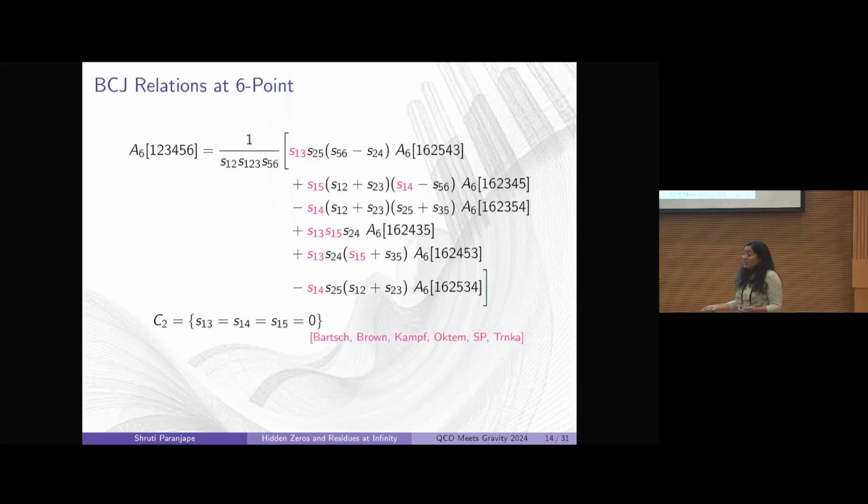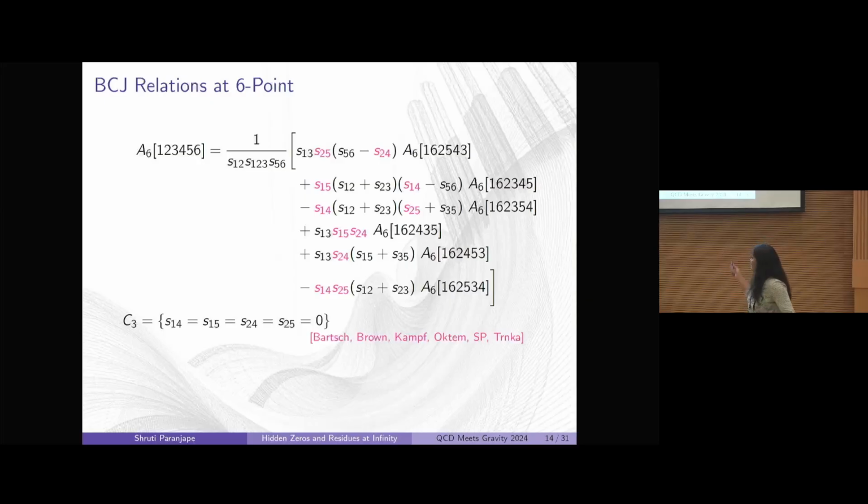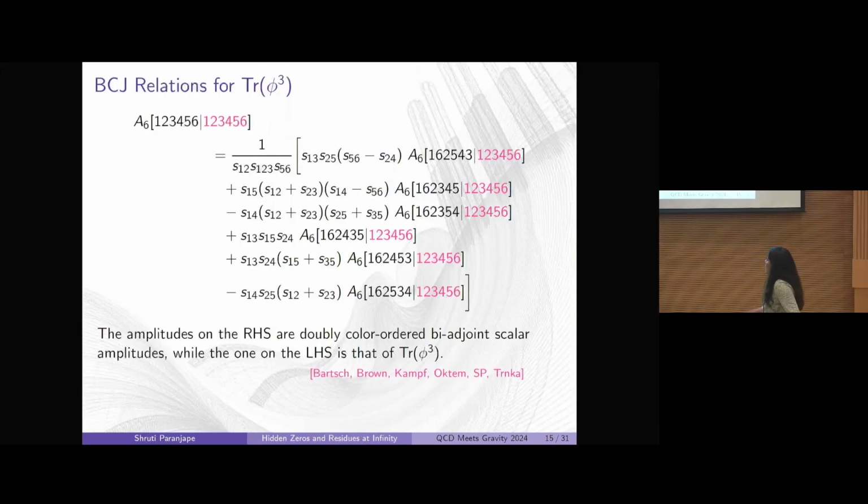So what this means is as long as none of the amplitudes on the right-hand side have 2 particle poles at these locations, the amplitude on the left-hand side will have to vanish, meaning the BCJ relation tells you that you have to have a zero. You can do this for the other zero as well, and this continues to happen. For trace phi cubed, I just write down the same BCJ relation. On this side, it's a trace phi cubed. On this side, it's bi-adjoint scalar amplitudes. But the same thing holds. The prefactors will tell you that you have to have a zero.